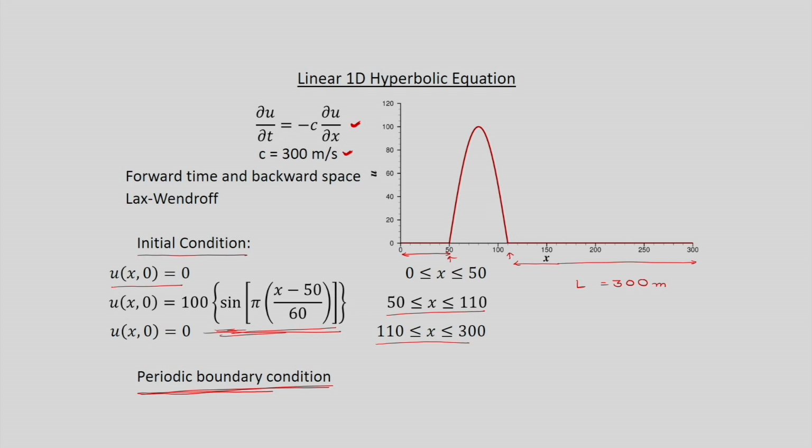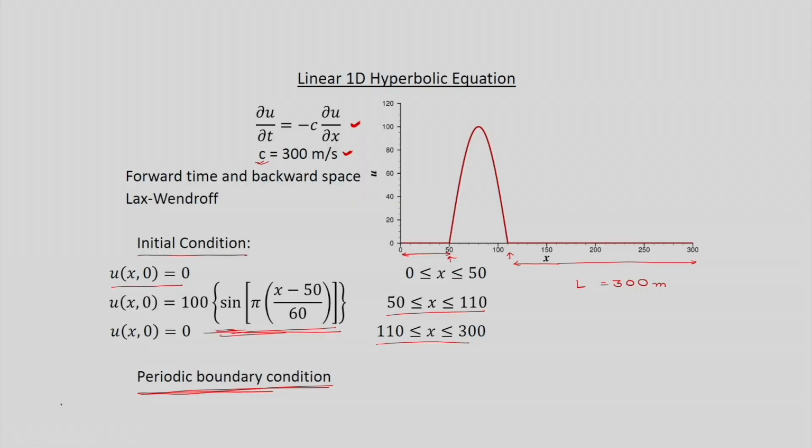Obviously, with the wave speed c of 300 meters per second, u will be convected, and we have periodic boundary condition. Whatever is going out will start again near the inlet. Here we have used forward time and backward space, and we have also used the Lax-Wendroff method.